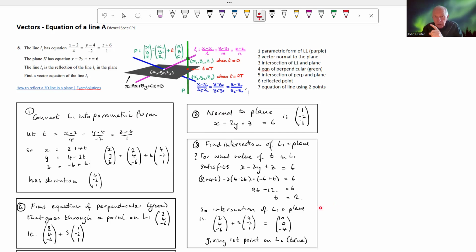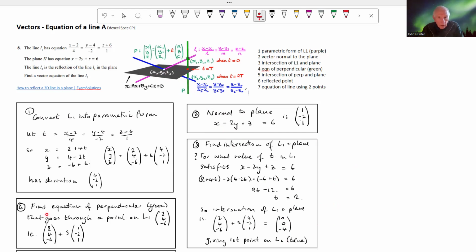So the value of t equals 2 in the parametric form of our purple line, L1, is what gives us this point here, which is x naught, y naught, z naught in the diagram. Okay, and that works out to be this 10, 0, minus 4. That's that point there.